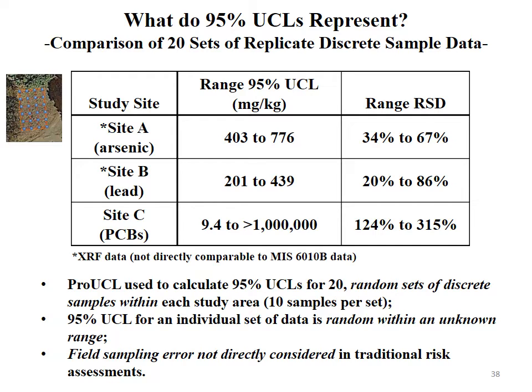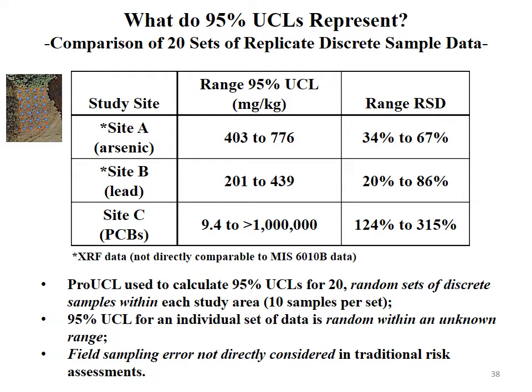Again, this would never be taken into account in the risk assessments. Site B is similar, a little bit more than 2 times variability in the 95% UCLs for independent sets of discrete samples collected there. Site C, the PCBs, is a difficult type of contaminant to test in soil. We still have difficulty with it even when using our multi-increment sampling approaches, collecting huge samples. The 95% UCLs for independent sets of discrete sample data range from 9.4 ppm to over 1 million ppm. So think about that in terms of your real precision and certainty in the data.